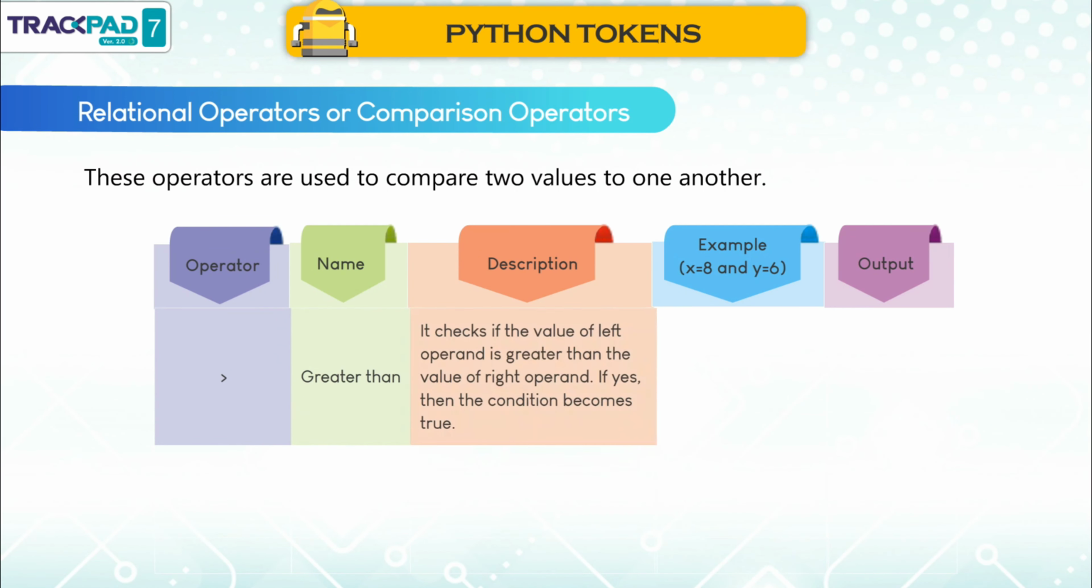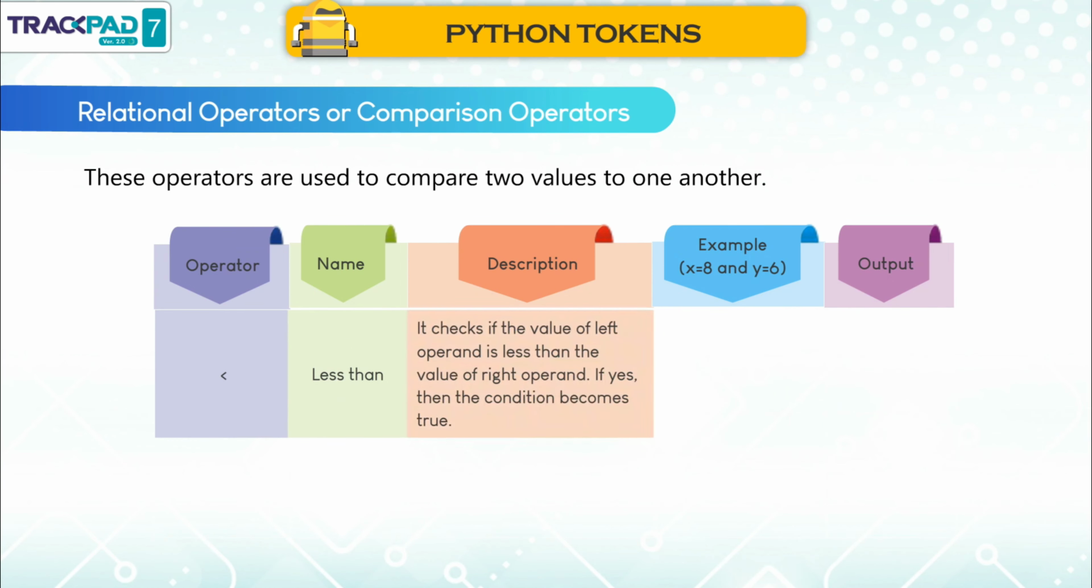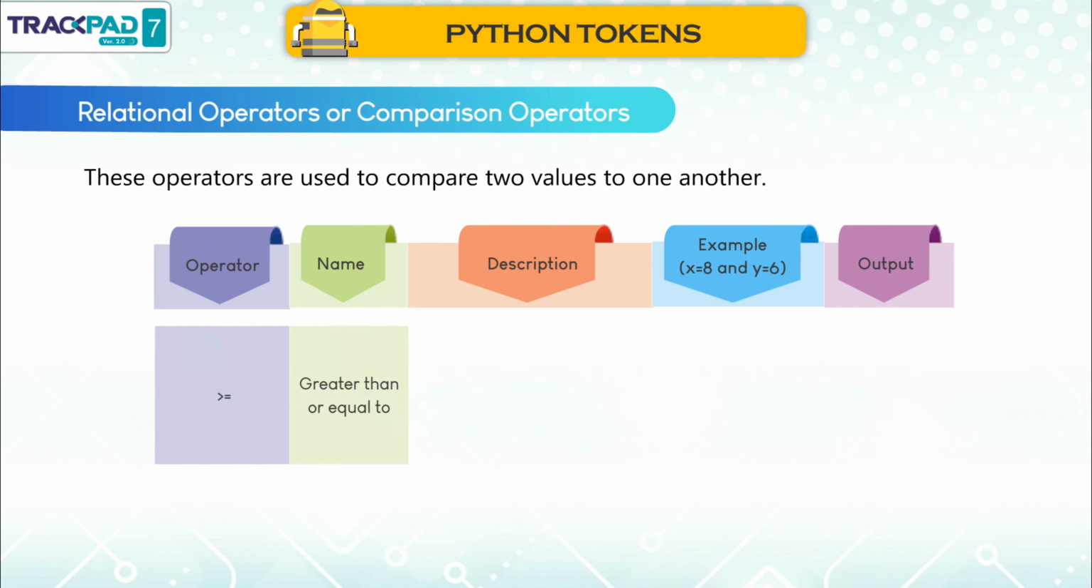Greater than. It checks if the value of left operand is greater than the value of right operand. If yes, then the condition becomes true. x > y is true. Less than. It checks if the value of left operand is less than the value of right operand. If yes, then the condition becomes true. x < y is false.